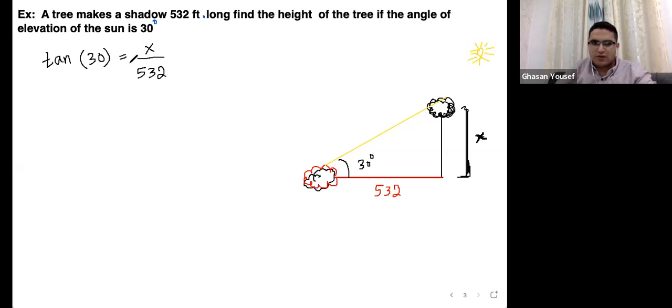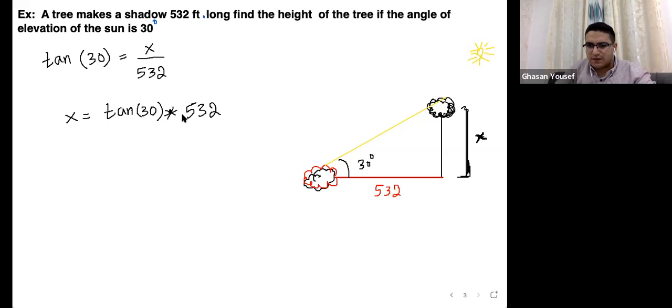So I can do a cross multiply, or multiply both sides by what? By 532. So let's do a cross multiply. This is over 1 actually. So x times 1 is x, equals tan of 30 multiplied by 532. Now my question is, what is the tan of this angle, the tan of 30? This is from the table. You should memorize the table.